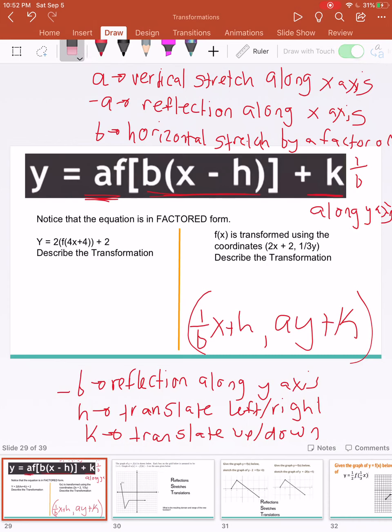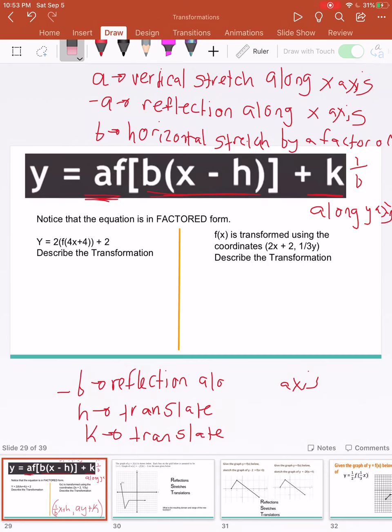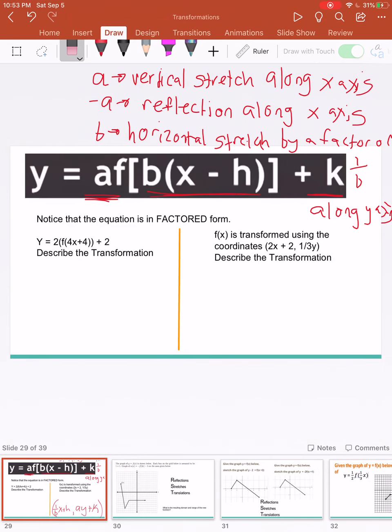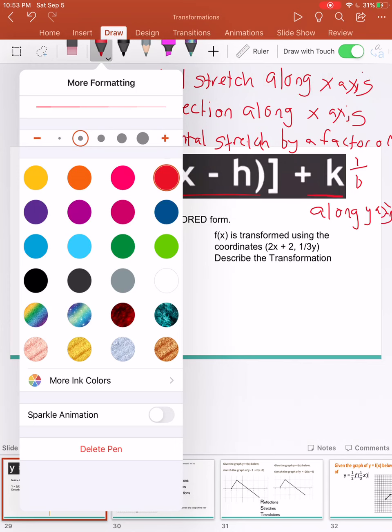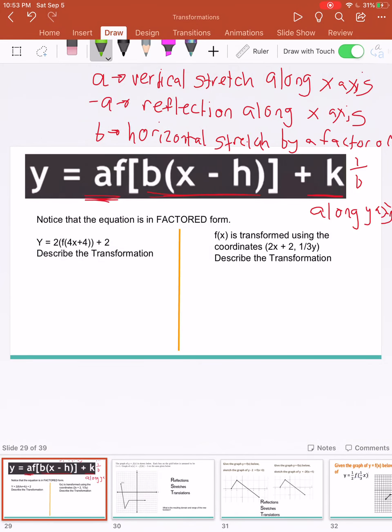Okay, so I'm going to erase this here just to provide myself with a little bit of space. The first thing I want you to notice about your transformation equation is that it's in factored form. Whenever we're trying to apply that transformation equation, we need to make sure that the equation we're looking at is always in factored form. So we are going to go ahead and factor out a 4 here.